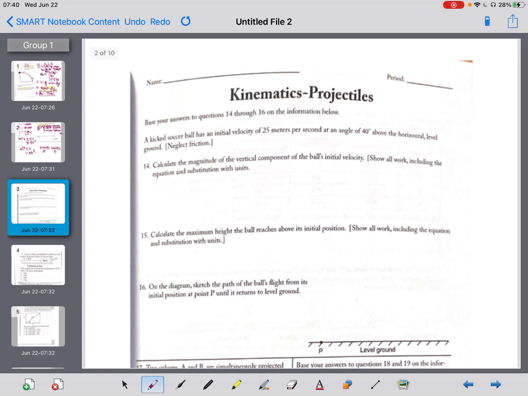A kicked soccer ball has an initial velocity of 25 meters per second at an angle of 40 degrees above the horizontal, level ground, neglect friction. Number 14, calculate the magnitude of the vertical component of the ball's initial velocity. Really important here, they gave you an initial velocity and they gave you an angle. So we have a launched projectile at an angle.